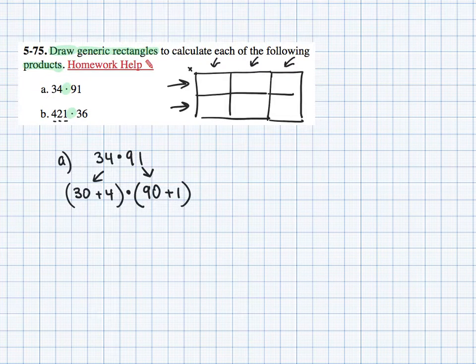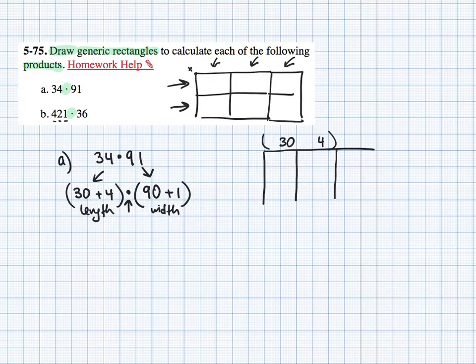Now that we have a 2x2, and by is that multiplication, it's like the length times the width. So we're ready to draw the rectangle. So 2x2. So one space for the 30, and then we have space for the 4. And then that's the 2 rows. I don't need to do extra. I can erase the extra. And then on the other side, we want to have space for the 90. And then we need a space for the 1.